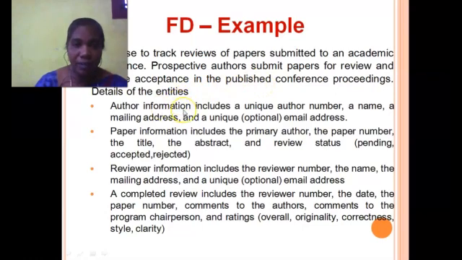It is the author information. That author information includes the unique author number, name, then mail address. It is the email address. It is the option of that unique ID. After that, you can go into paper information, which includes the primary author, paper number, title, abstract and review status.